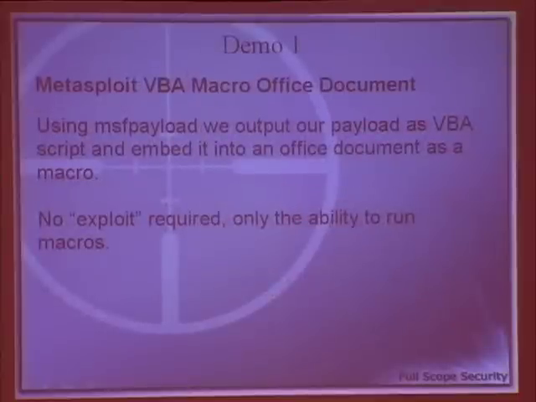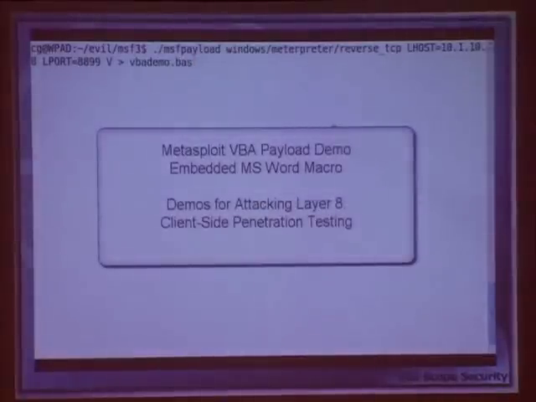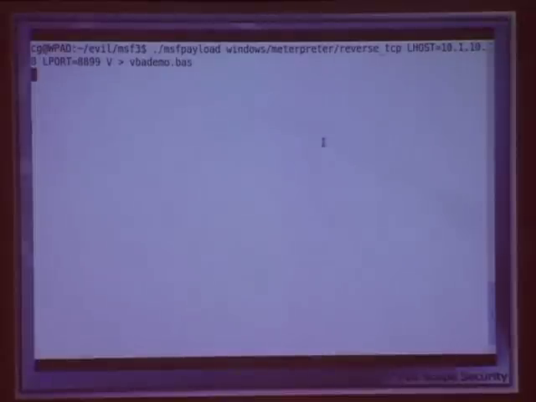So the first one is the Office with the VB code. Really, it's the no-exploit-required way. All I need is the ability to run macros or the ability to downgrade my security settings and run macros. And we're going to cross our fingers. All right, cool. It's working. I hope. It's blinking. All right, cool. We're running.